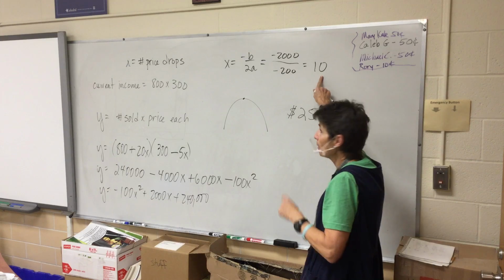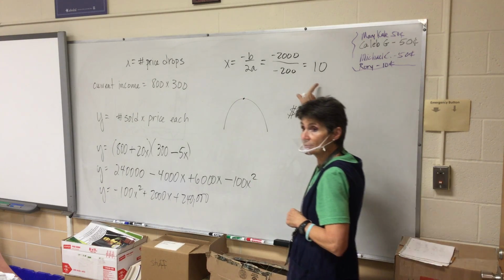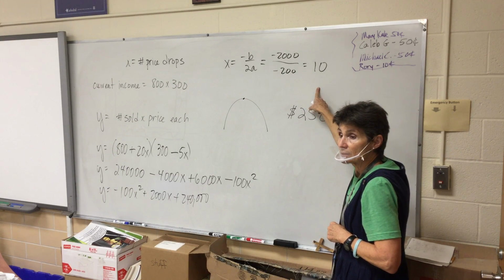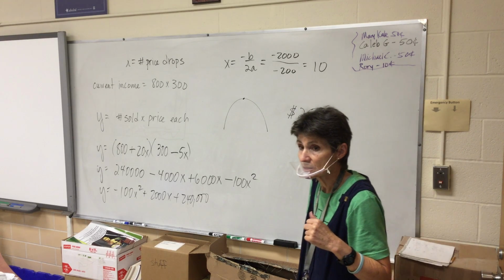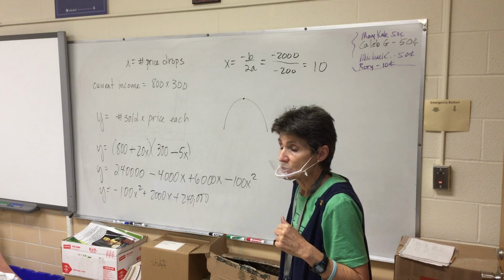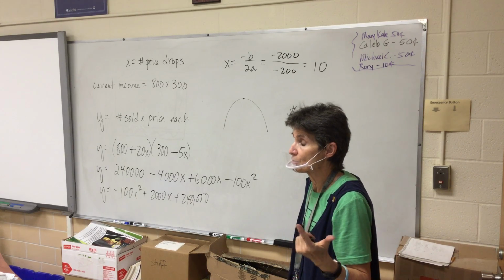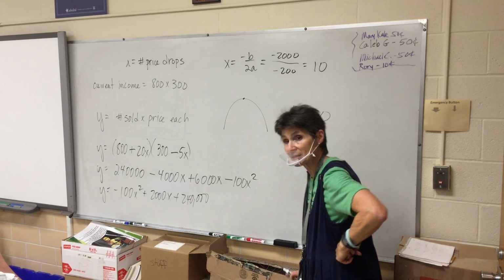That tells me how many price drops I have. Each price drop is worth $5. So I'm lowering it $50 from the original $300. Does that make sense to everybody?